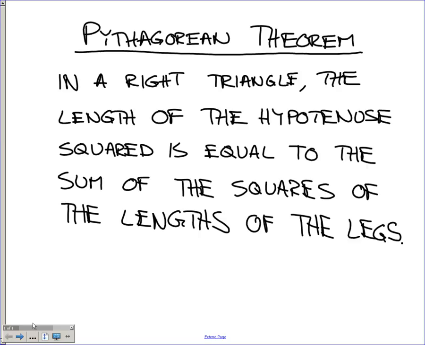Now that is the Pythagorean theorem. Let's read it one more time. In a right triangle, the length of the hypotenuse squared is equal to the sum of the squares of the lengths of the legs. Now, in most instances, we will have a right triangle drawn, something like this.